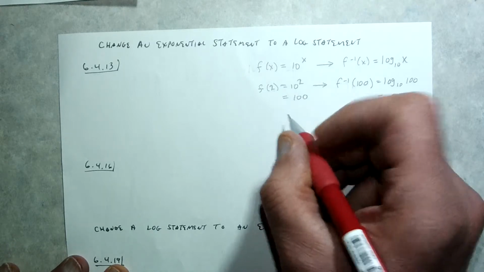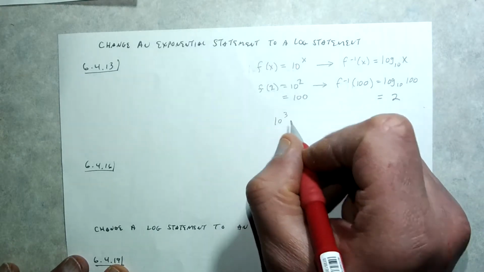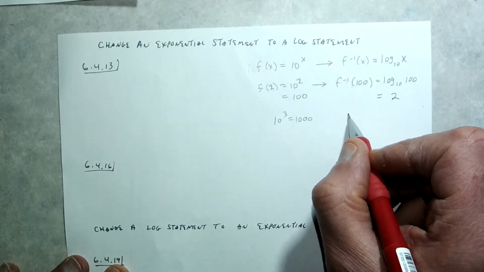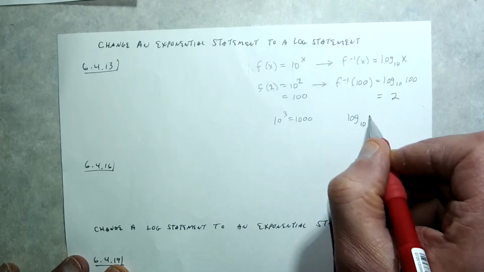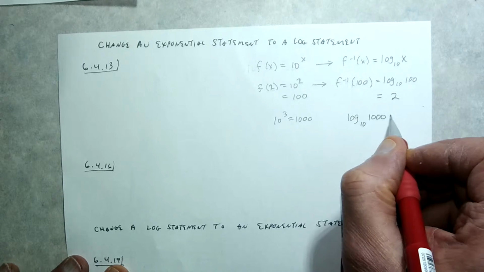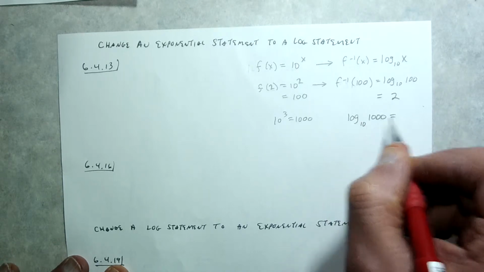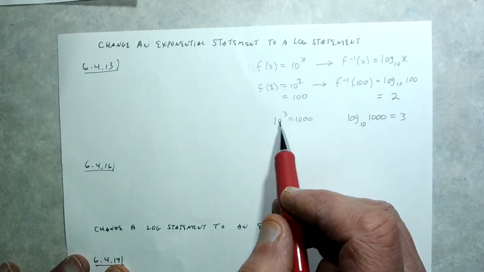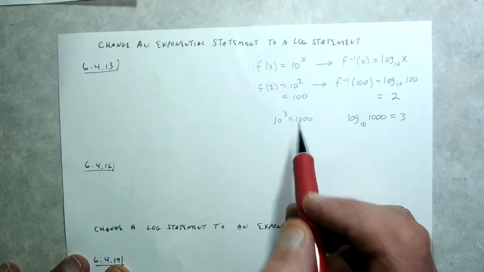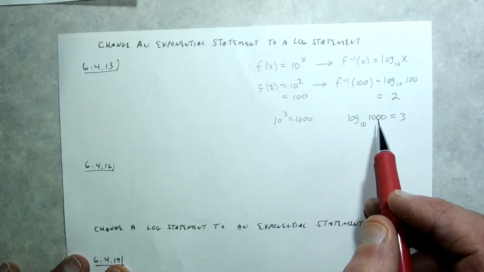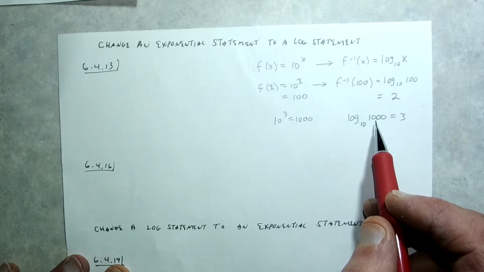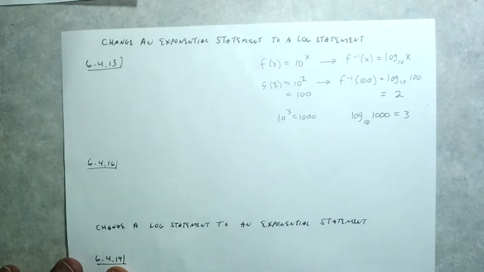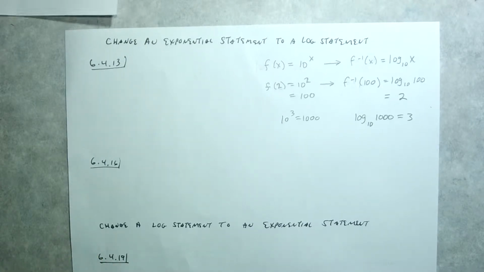And once again, since 10 to the third is equal to 1,000, from a log standpoint, the log base 10 of 1,000 is 3, the exponent on a base of 10 that gives you 1,000. So here the input is the exponent, the output is 1,000. Here the input is the 1,000, and the output is the exponent on that base of 10 that would give you 1,000. Okay, so we're going to use that as the basis for working through a bunch of 6.4 problems.